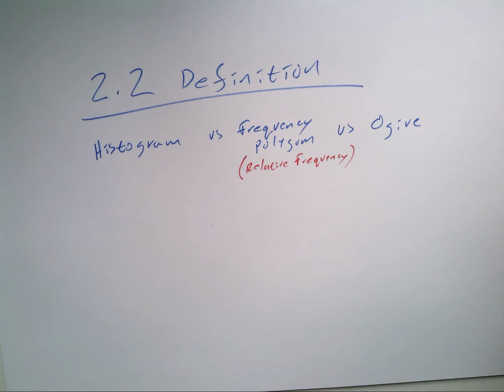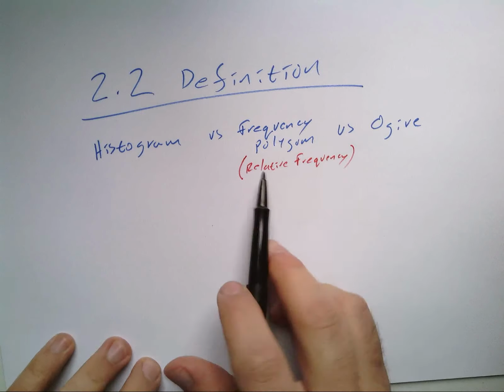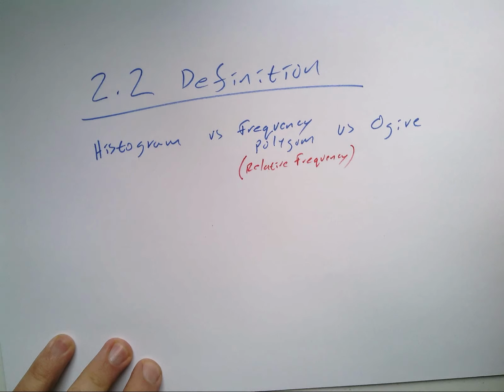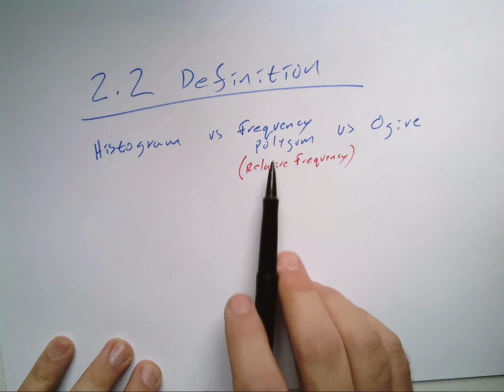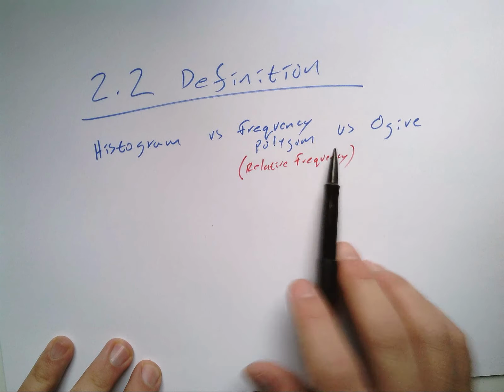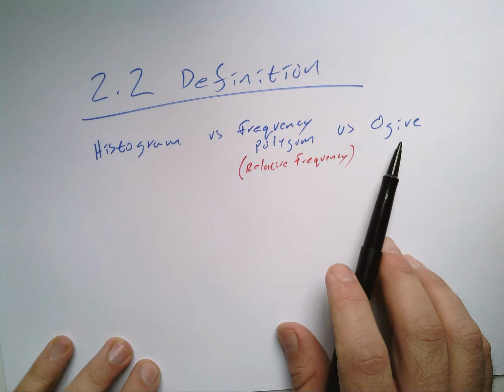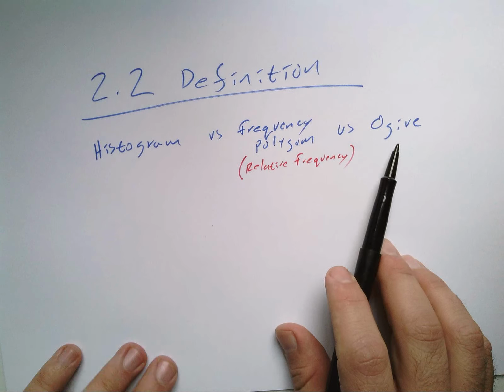Okay, so in 2.2, we're going to have three or four types of graphs: histograms, frequency polygons, and Ogives, or Ogives. The name varies depending on whom you ask.